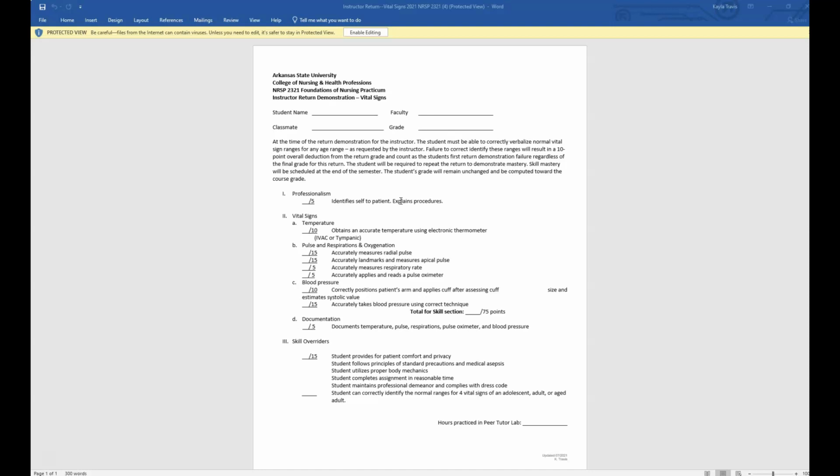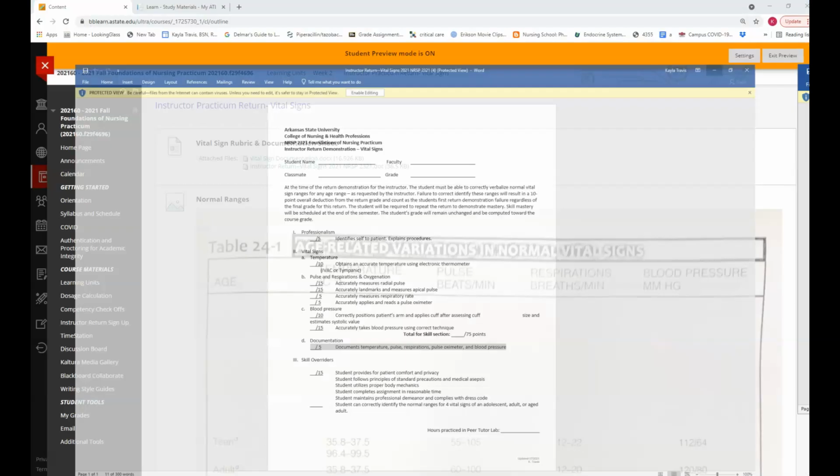You will need to take this form to your peer tutor lab because a classmate will need to sign it. When the instructor has looked up your peer tutor lab hours, they will write it in this blank down here. Now, the part of the grade I did not talk about is this 5 points, documenting your temperature, your pulse, your respirations, your pulse ox, and your blood pressure. How are you going to do that? Well, I'm going to show you.